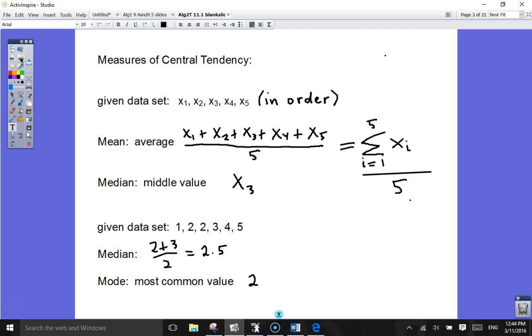And then what does the mode mean? The most common value. So if there is a repeated value in the list, then whichever value is repeated the most, that's the mode.